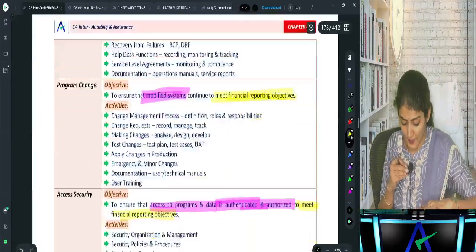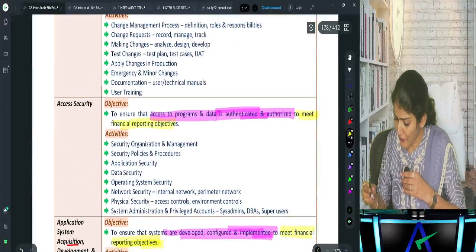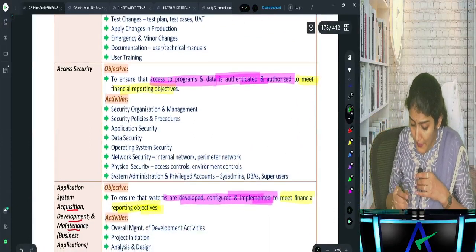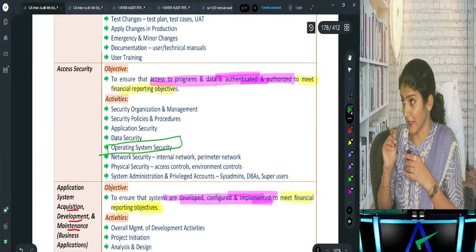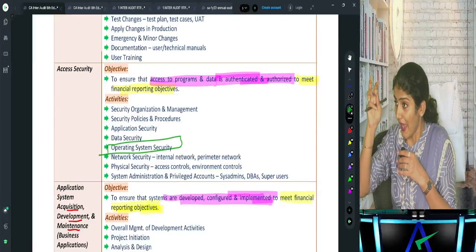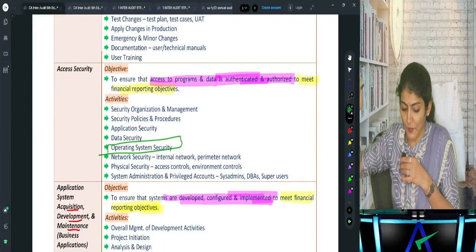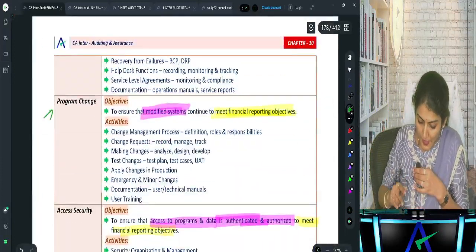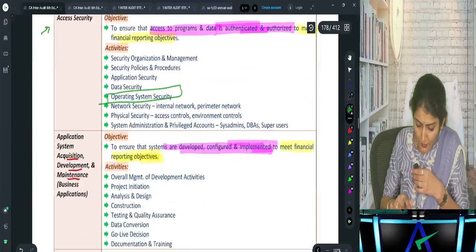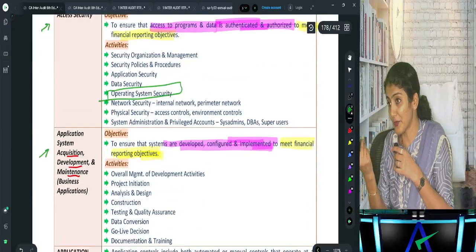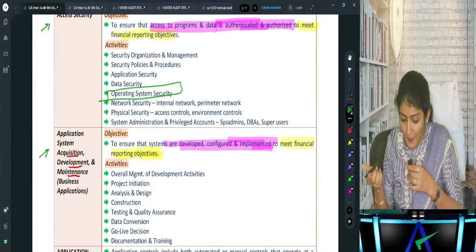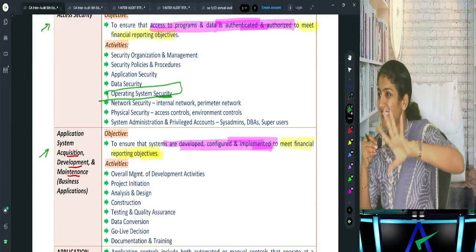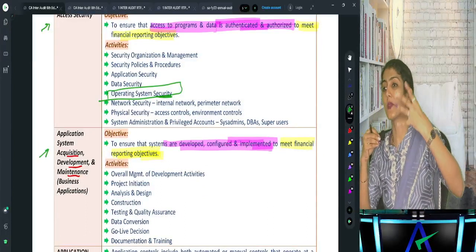Okay, right, in the MCQ how they are asking the question, it's very obvious now when I show it to you over here, it's very easy for you. Activities relating to operating system security. I'm just taking randomly any example. Activities relating to operating system security are a part of: A. Data center network operation control, B. Program change control, C. Access security control, or D. Application system control. Right now you know the answer is C, because it is the operating system security. And anyways, when you see the word security, you know it has to be the access security control. But that is how they make the question in the exam.